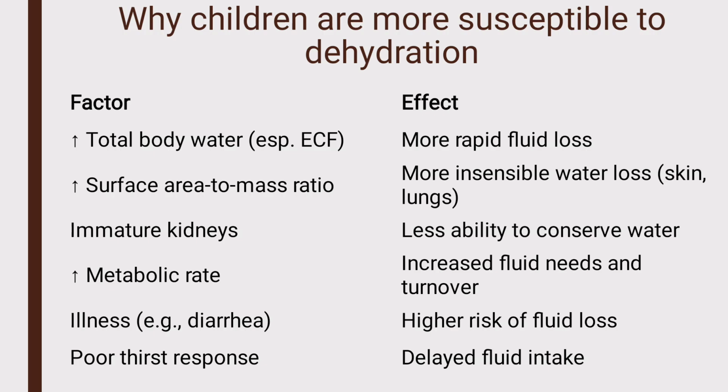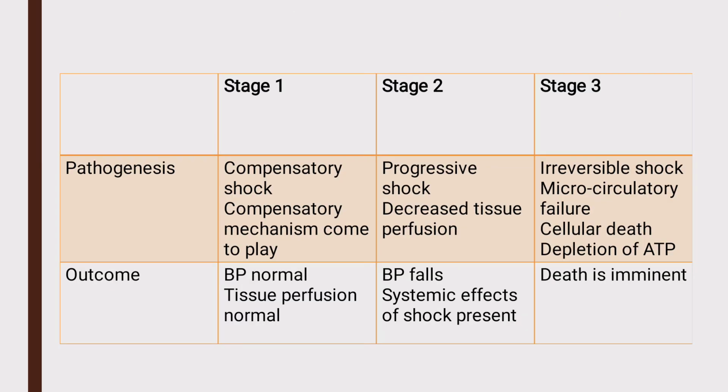Children have a higher metabolic rate, so increased fluid need and turnover is also there. That is also a reason for easy dehydration. And poor thirst response: if the child is very young, he or she cannot express that they are thirsty, so there will be delayed fluid intake.